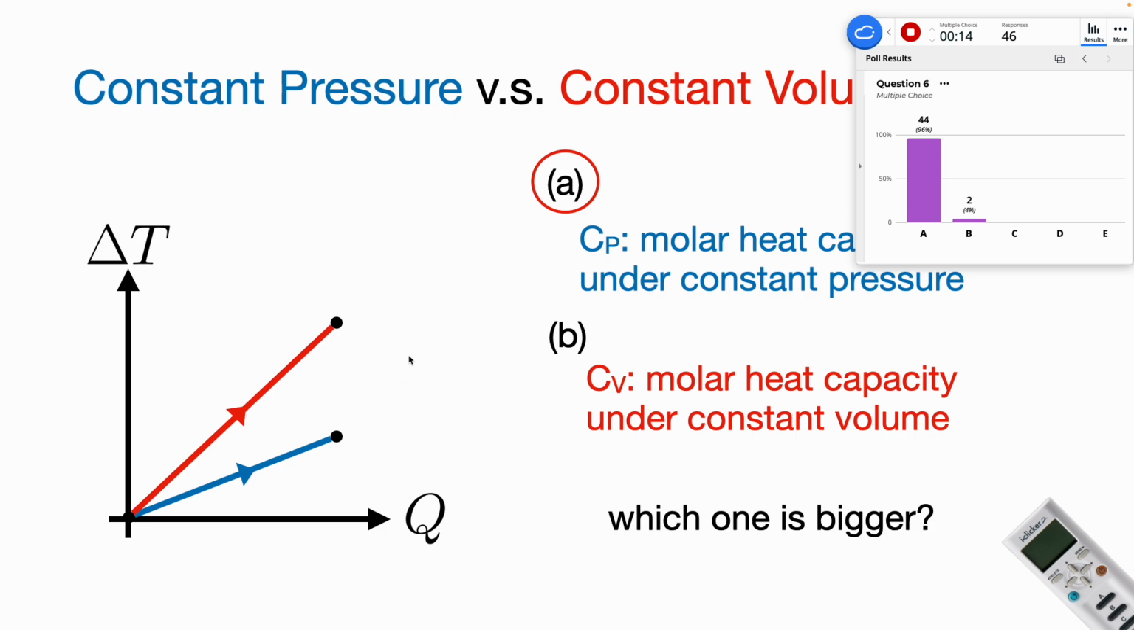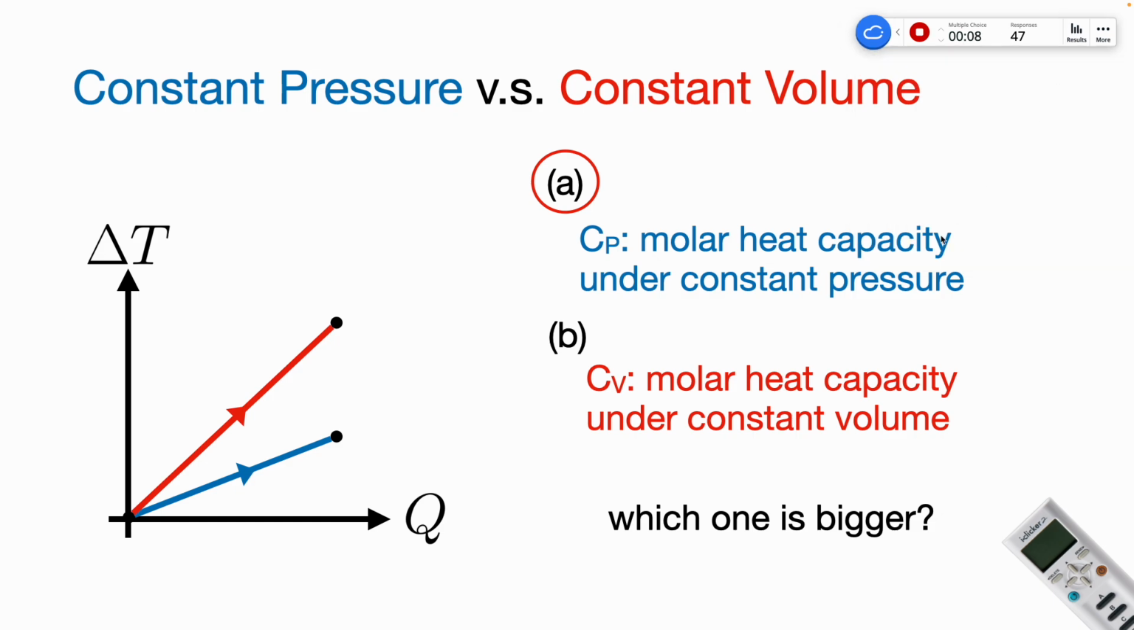Good. So you see, the constant pressure one has higher molar heat capacity. And that is always the case no matter which type of gas you're looking at. The heat capacity of monatomic and triatomic is different, but the constant pressure one will always be bigger than the constant volume one. Any question?